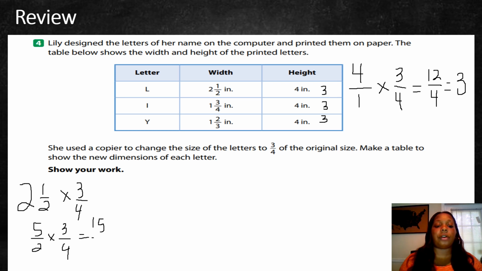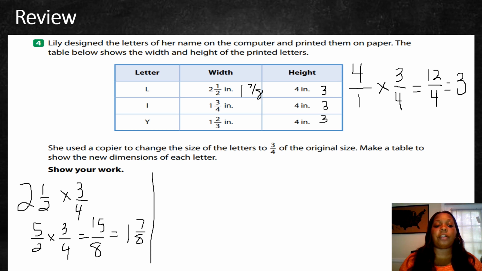We want to convert this improper fraction into a mixed number, and so 8 goes into 15. 15 is divided by 8 one time, and then 15 minus 8, so we're going to put our denominator here. 15 minus 8 is 7. So our new fraction here is 1 7/8.